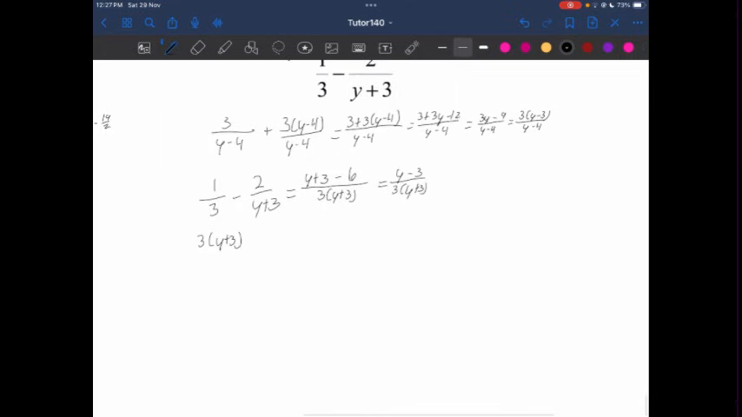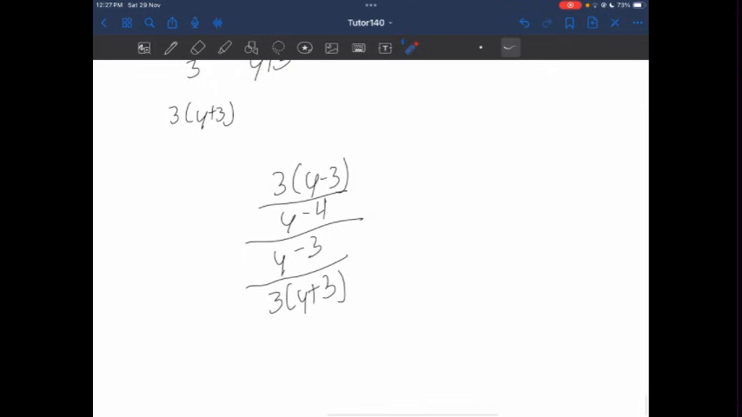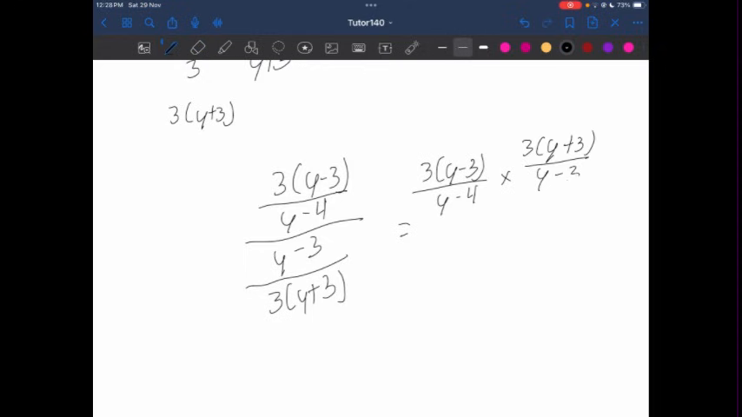So now we could put it over each other. Our numerator was 3 times y minus 3 over y minus 4, and our denominator is y minus 3 over 3 times y plus 3. Now if we take a look at it, we're dividing fractions. Remember, when we divide fractions, we keep the first one and then flip the second. So this is going to be equal to 3 times y minus 3 over y minus 4, times 3 times y plus 3 over y minus 3.